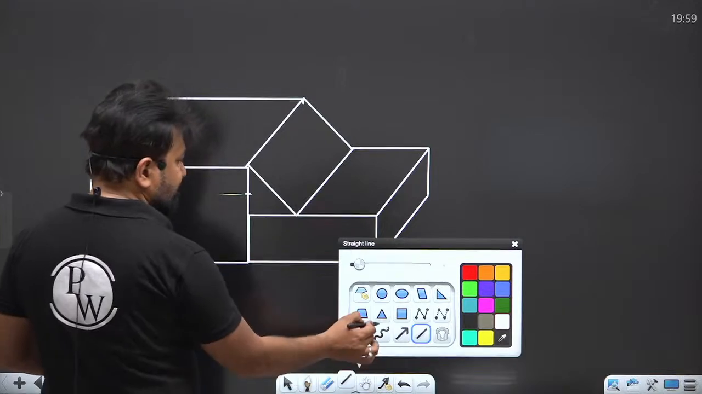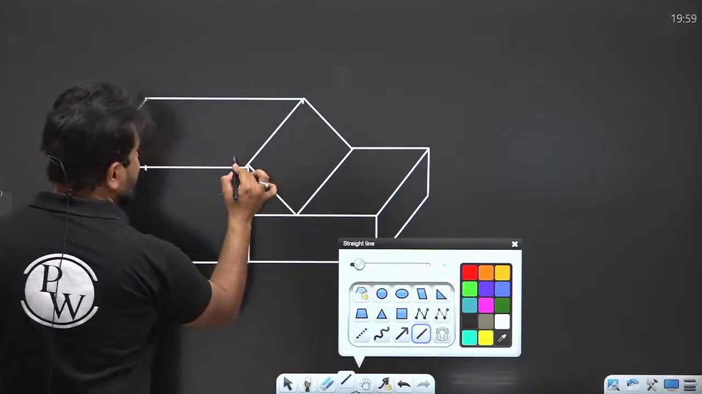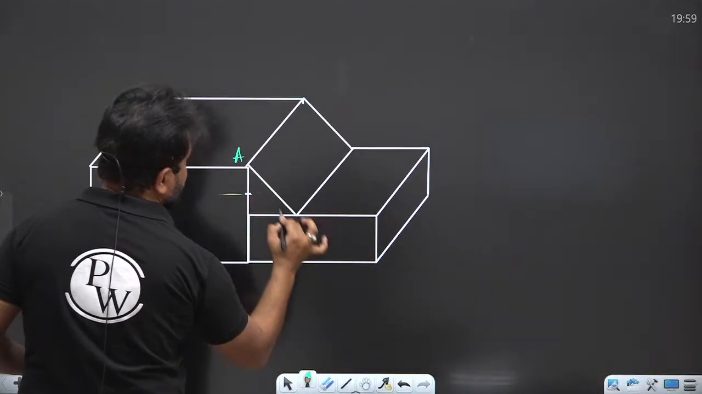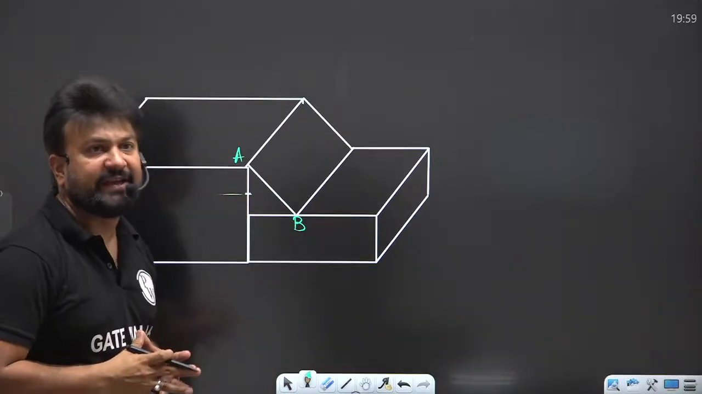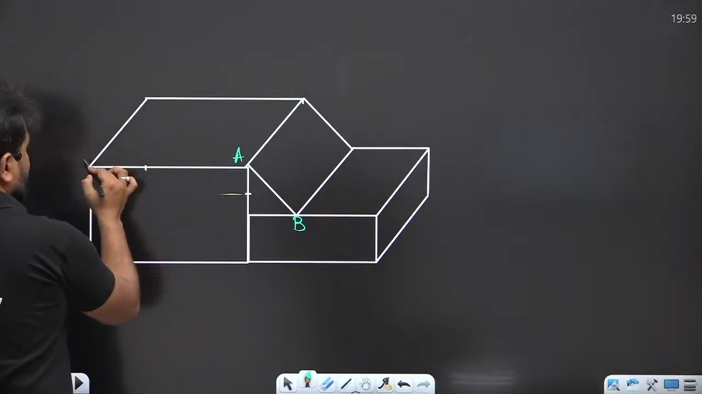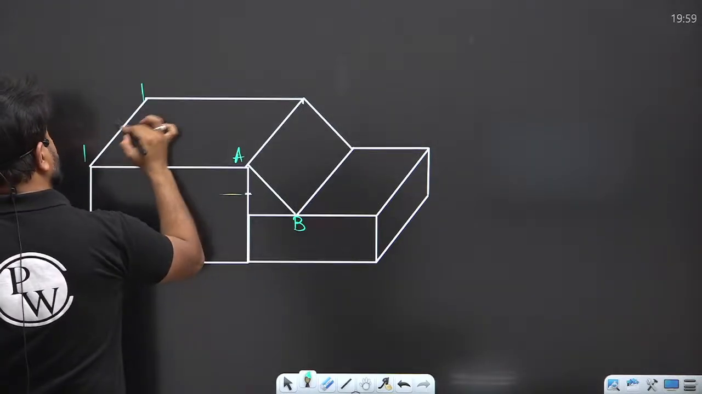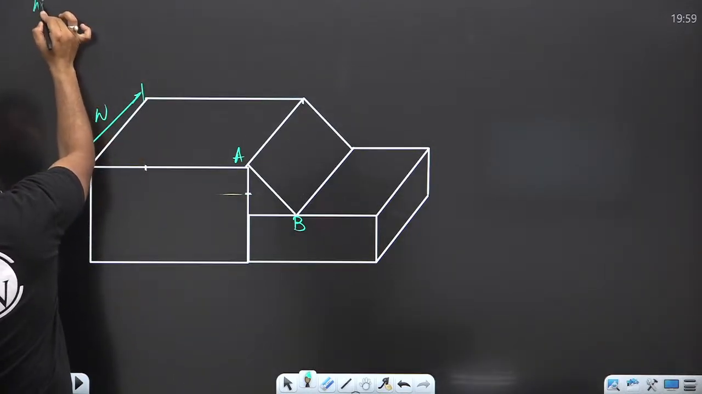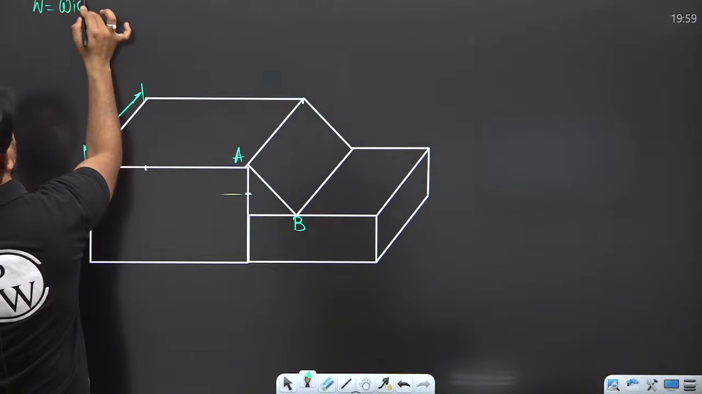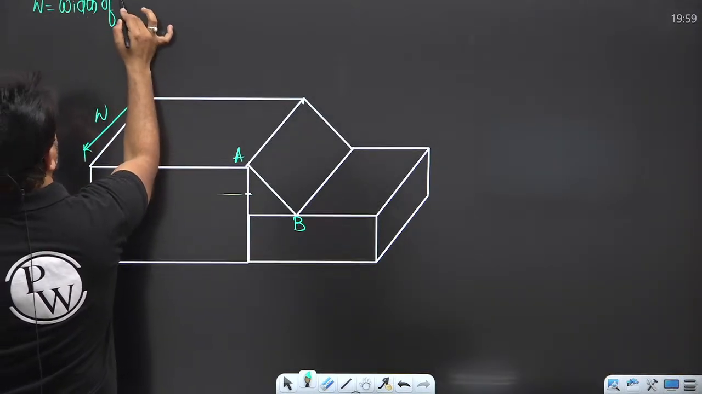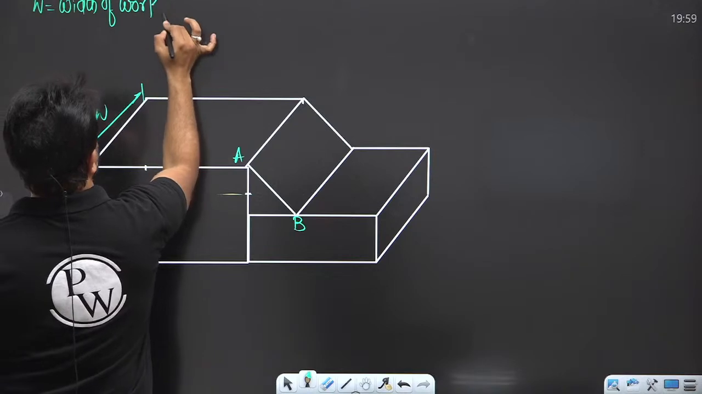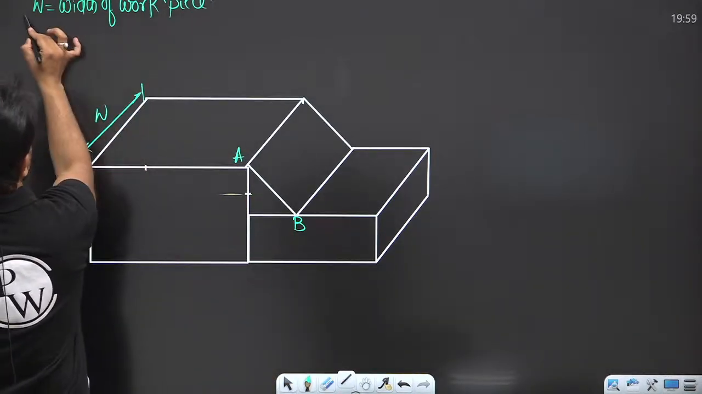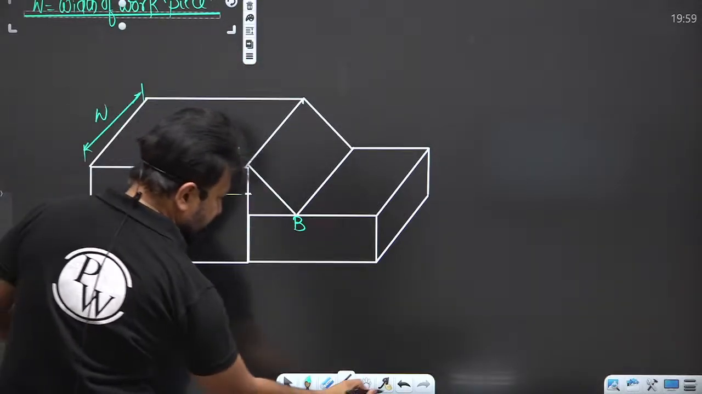Here you have seen this is a shear plane, AB. This is the width, W. W is the width of the workpiece.